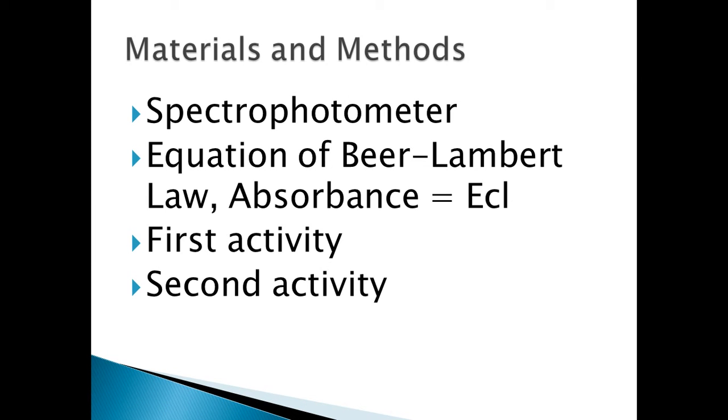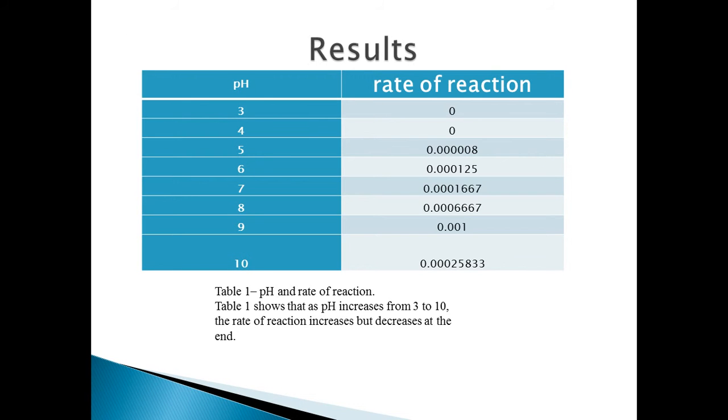This is the first result. Table 1 shows the pH and the rate of reaction. It shows that as the pH increases from 3 to 10, the rate of reaction increases but decreases at the end.